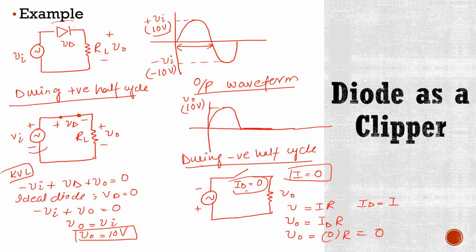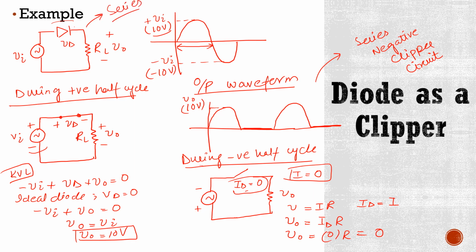Now for second input signal, you will get this output waveform. Okay. Now as you can see, this circuit clips the negative half cycle of the input signal. So it is an example of series negative clipper circuit. Series, why? Because here this configuration is series. Okay.